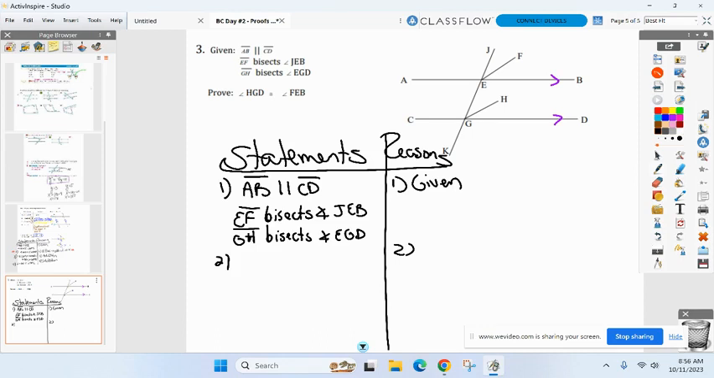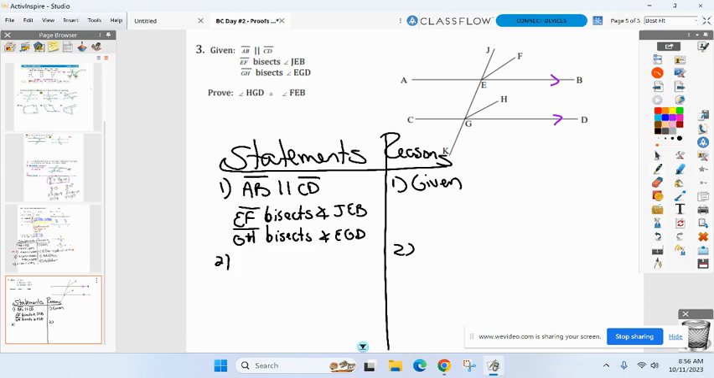Look at the 2 angles. Look at the diagram. Everyone, look at your diagram. Look at the 2 angles I'm bisecting, JEB and EGD. Want to tell me any relation between those 2? JEB, find that on your diagram, and EGD. What do we call those 2 angles right there? Yep, corresponding angles.